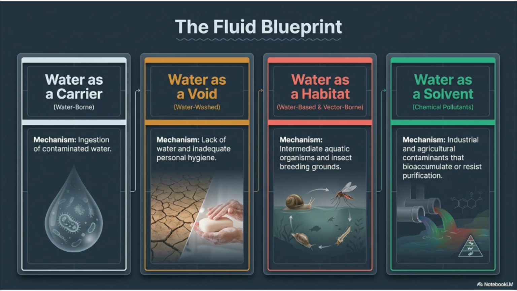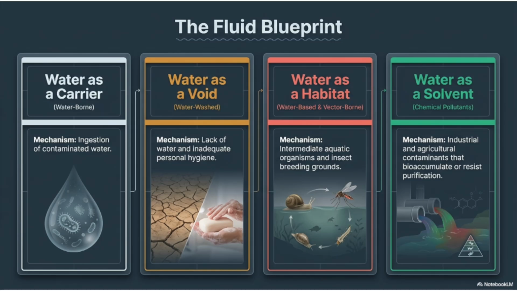Water related diseases can be understood through what we call the fluid blueprint, which classifies illnesses into four distinct categories. The first is water as a carrier, referring to water-borne diseases, where the mechanism is ingestion of contaminated water. The second is water as a void, referring to water-washed diseases, where the mechanism is lack of water and inadequate personal hygiene. The third is water as a habitat, referring to water-based and vector-borne diseases, where the mechanism involves intermediate aquatic organisms and insect breeding grounds.